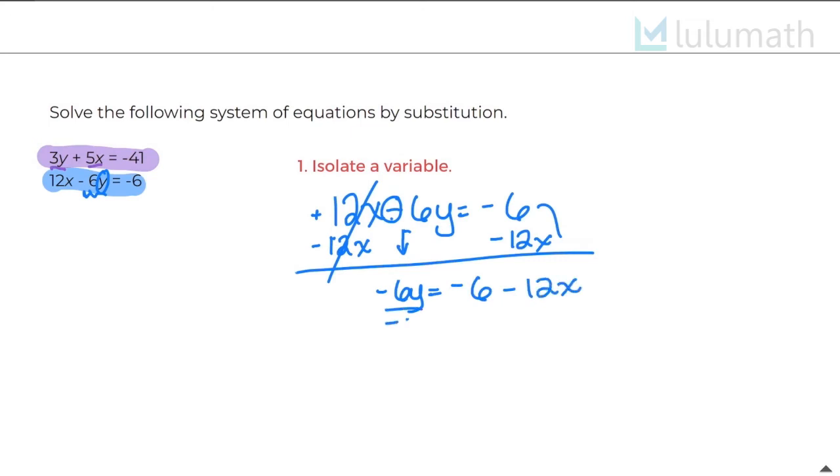Now I'm going to divide both sides by negative 6. Okay, and then when I do that, I end up getting y equals negative 6 divided by negative 6 is positive 1. Negative 12x divided by negative 6 is positive 2x. So I have isolated my variable.